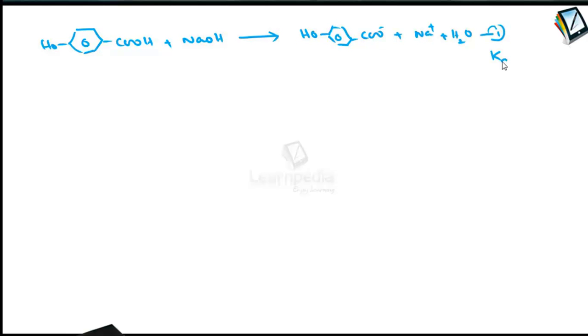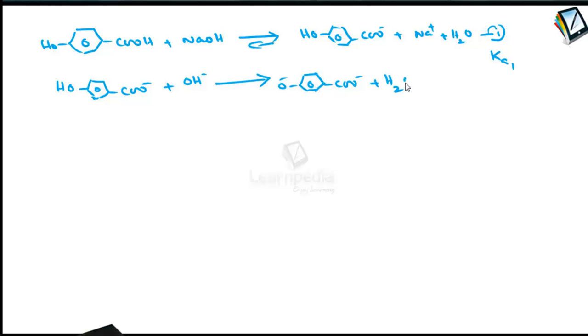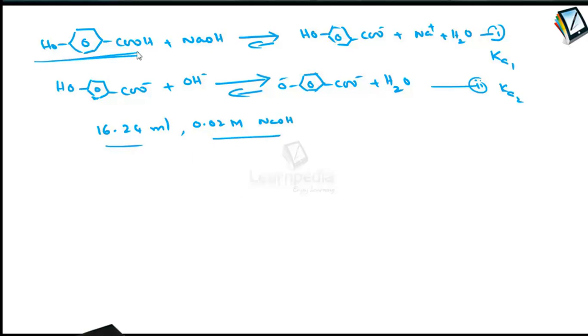Equation 1 corresponding to Ka1. In the next step, this para-hydroxybenzoate further reacts with the NaOH, that is OH minus added, to give the dianion plus H2O. This equation corresponds to Ka2. So thus there are two reactions taking place, and it was observed that by the time 16.24 ml of 0.02 molar NaOH is added, the equivalence point is reached. So complete neutralization of this para-hydroxybenzoic acid is taking place.